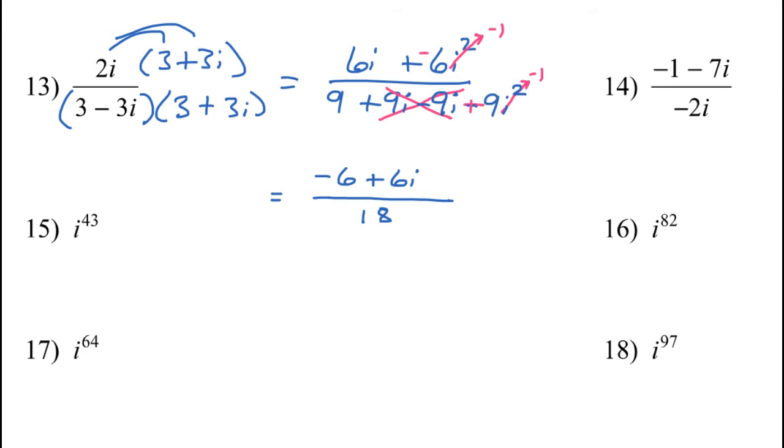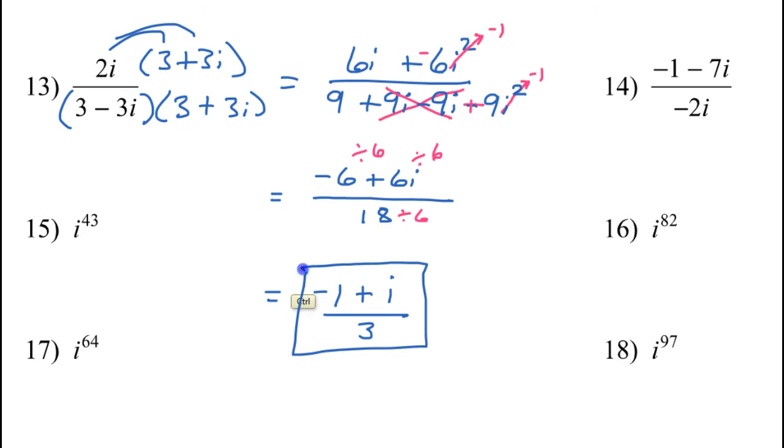Now, looking for something that will divide evenly into all three numbers, all three of these are divisible by 6. Alright, that is the greatest common factor. So dividing all of these by 6 will give us the final answer, which is negative 1 plus i over 3. So that's the final answer for number 13.